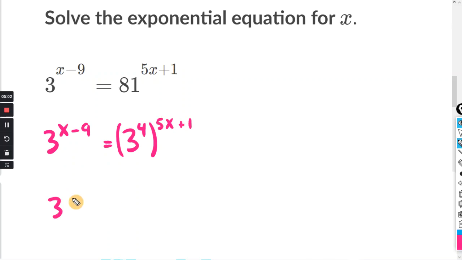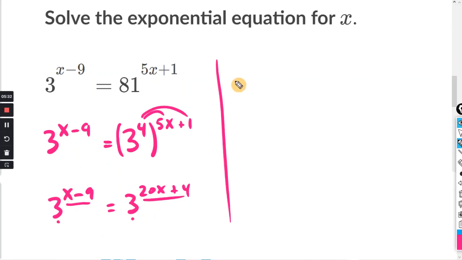So we have 3 to the power of x minus 9. And here we have a 3, and these get multiplied here. 4 times 5x is 20x. Make sure you distribute that 4. 4 times positive 1 is positive 4. Okay, and now that the 3's match, the exponents can match. So x minus 9 equals 20x plus 4.